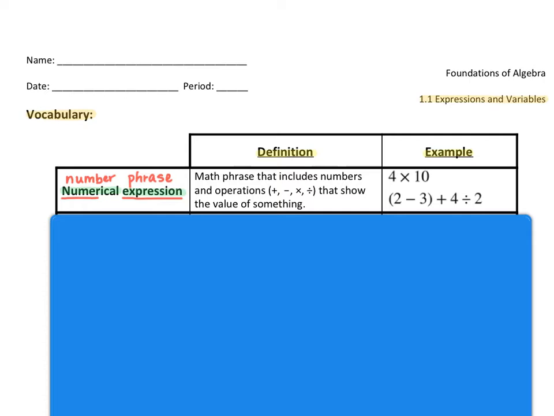for us in math. By definition, numerical expression means a math phrase that includes numbers and/or operations such as addition, subtraction, multiplication, or division that show the value of something. So if we look at our example, we can clearly see that in each of those examples, we only see numbers and operations. So basically, numerical expression only contains numbers and operations.